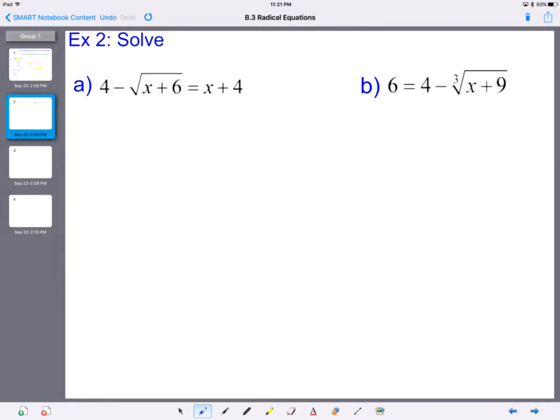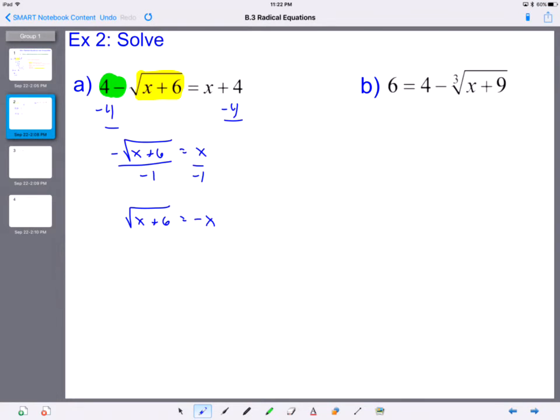On the next one, we have one radical. You can see that this one is not isolated. This part needs to be by itself, and we have some other stuff here that we need to get rid of. So that's what we're going to focus on. So the first thing is to subtract the 4, but we're still left with the negative square root of x plus 6 is equal to just the x, and now we can divide by negative 1 to get the square root of x plus 6 is equal to the opposite of x. So step 1 is done.